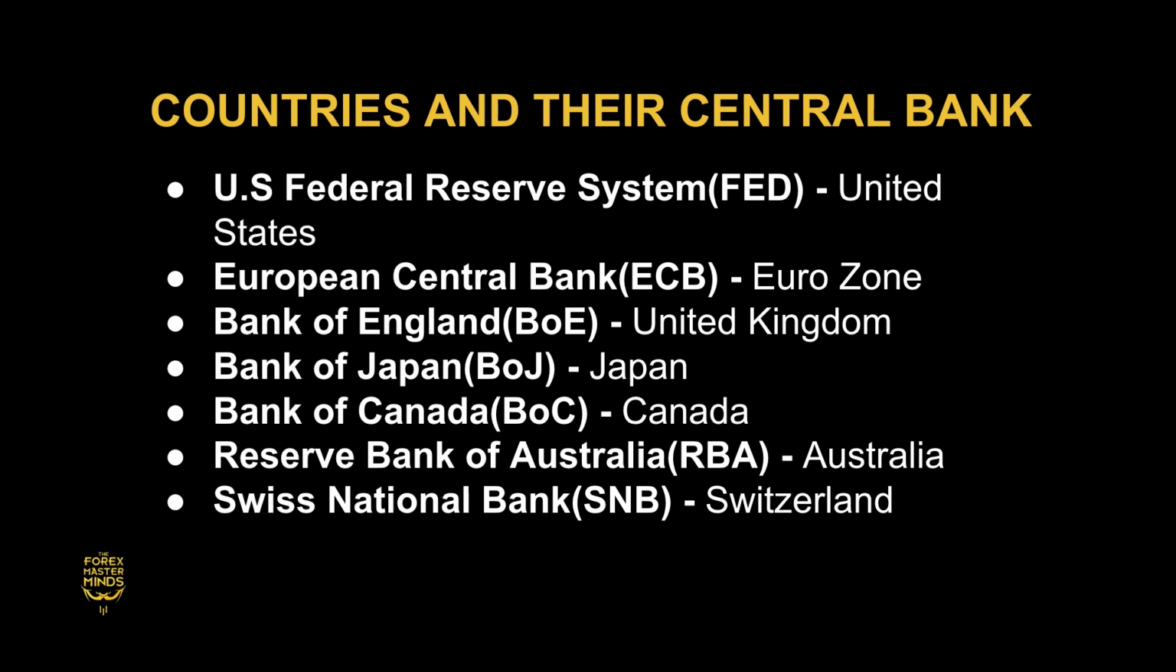Countries and their central banks. The US Federal Reserve System is the central bank of the United States. The European Central Bank, ECB, is for the Eurozone. The Bank of England, BOE, is for the United Kingdom. The Bank of Japan, BOJ, is the central bank of Japan. The Bank of Canada, BOC, is the central bank of Canada. The Reserve Bank of Australia, RBA, is the central bank of Australia. The Swiss National Bank, SNB, is the central bank of Switzerland.